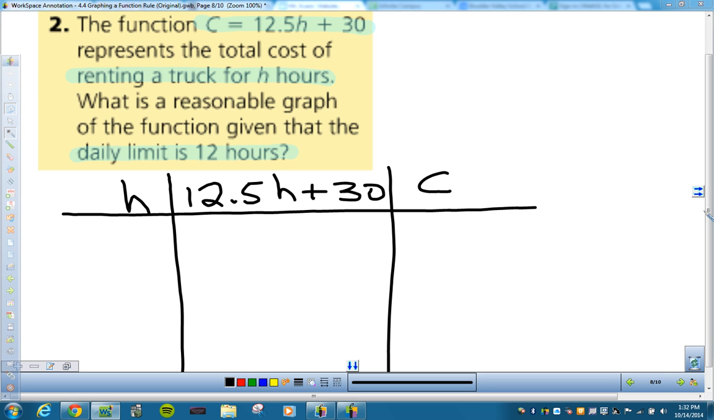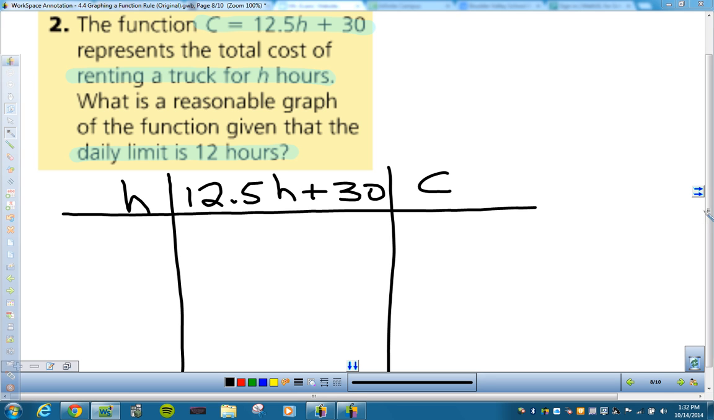Can you have negative numbers given this situation? No. Because it's not like you're going to walk up and give the guy money and then not get a truck in return, right? That'd be kind of dumb. Yeah, right. He would give you money, right? And that's not a good business. He wouldn't be in business very long.